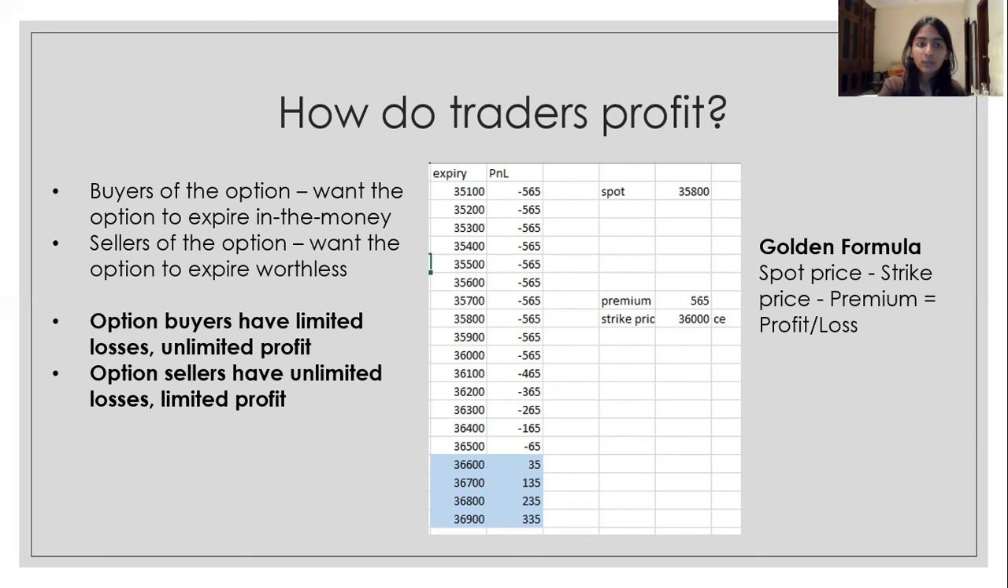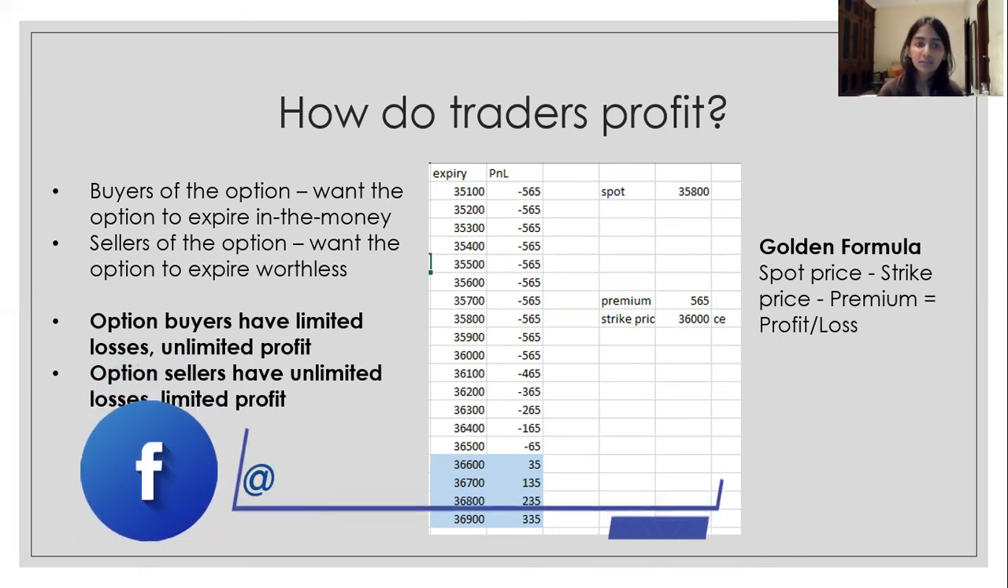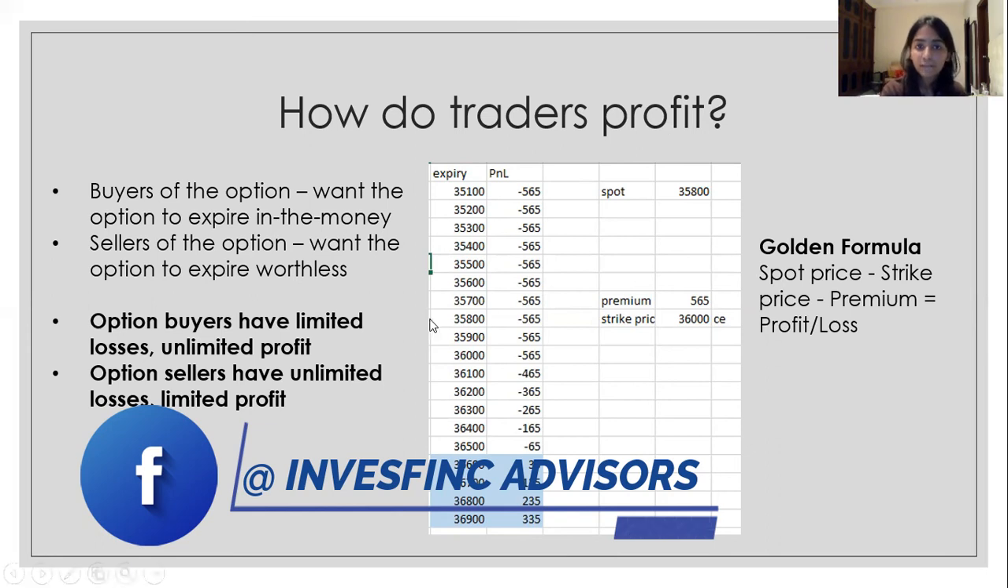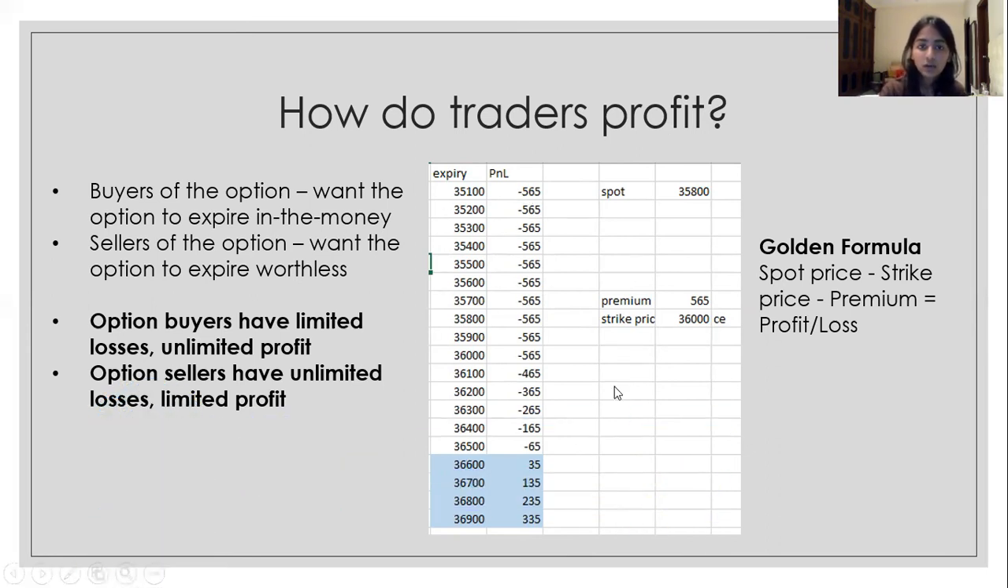So I want you to remember these two points, which is that option buyers have limited losses and unlimited profit, and option sellers have unlimited losses and limited profit. So this is a small example that I've taken. It is based on the snapshot that we saw on the first slide. So as the premium was given as 565 and the strike price that we bought was 36,000 call for Bank Nifty. You can ignore the spot price right now, which is 35,800.